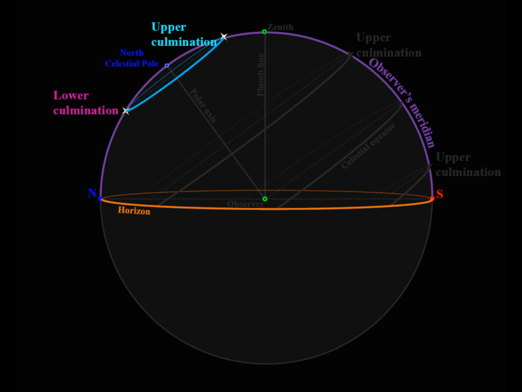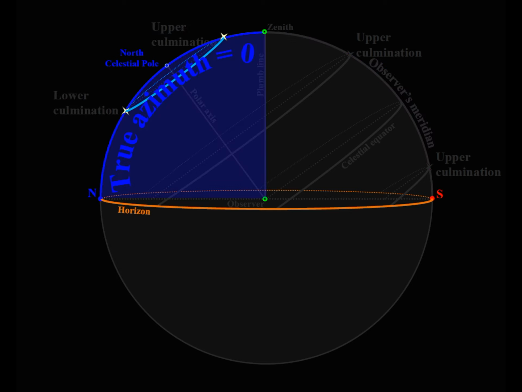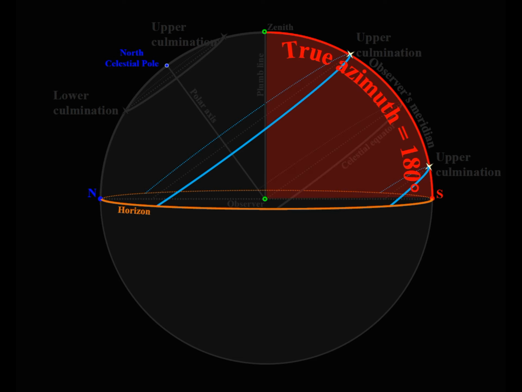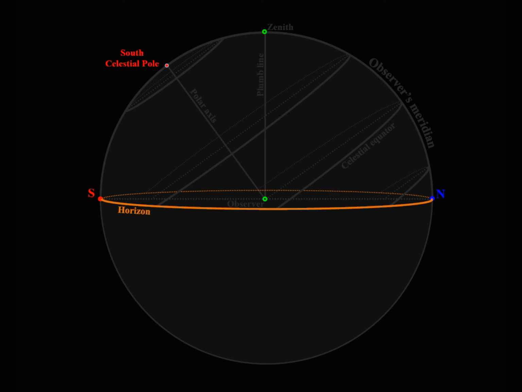The stars that cross the observer's meridian in its northern part have zero true azimuth. True azimuth is 180 degrees if the star crosses the observer's meridian in its southern part. A similar movement of stars occurs relative to an observer who is located in southern latitudes.